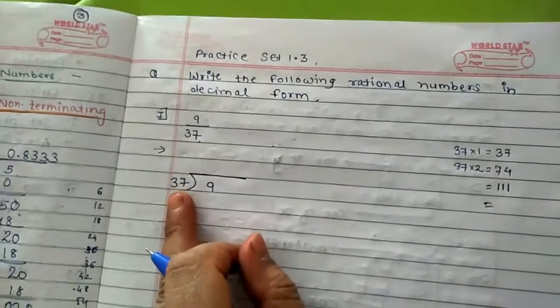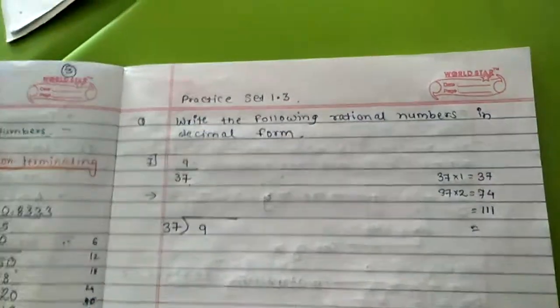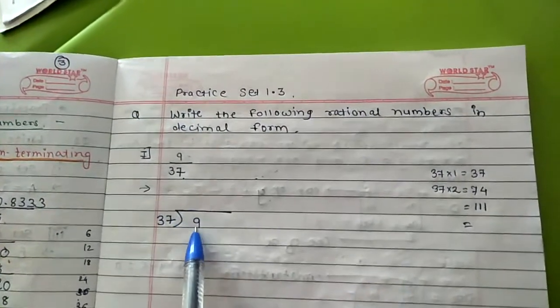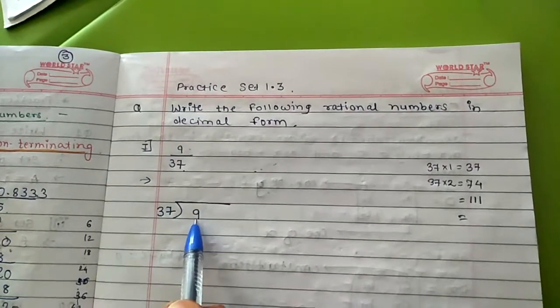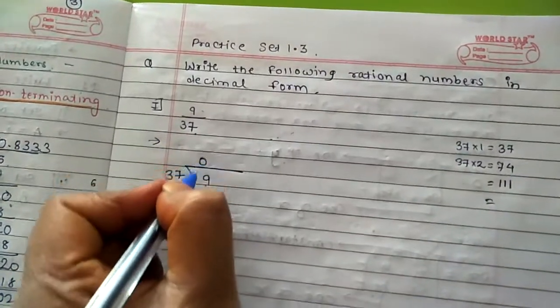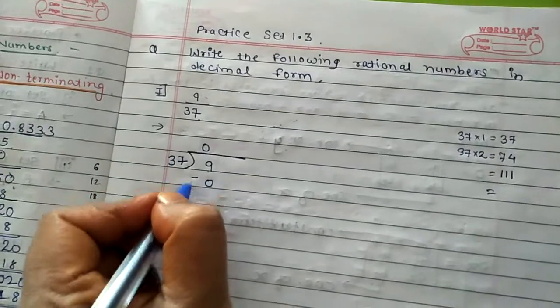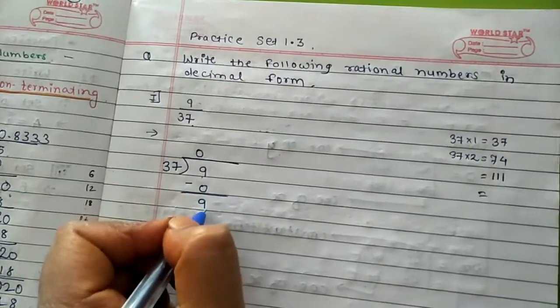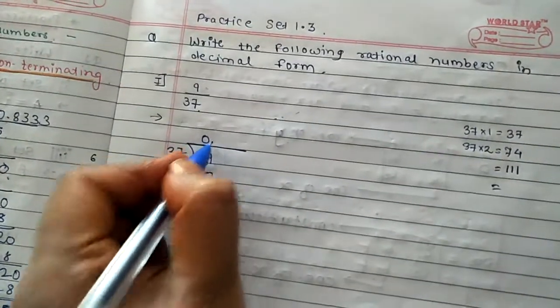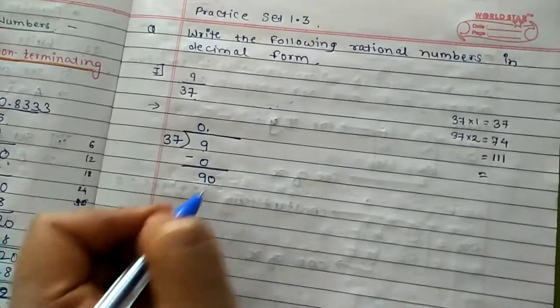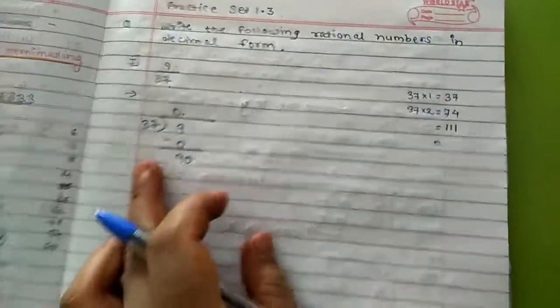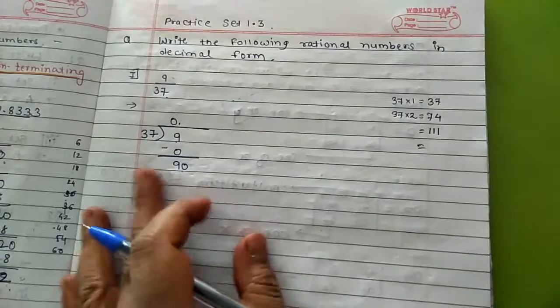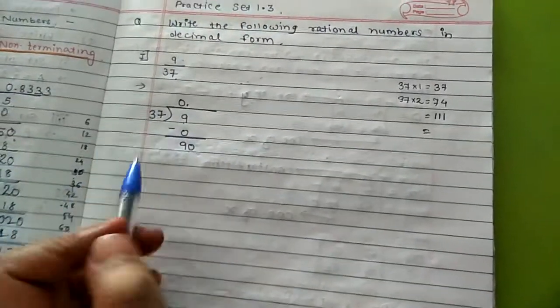Now see, 37 is bigger than 9. So first we are going to divide by 0. 37 into 0 is 0. So what is remaining? 9 minus 0 is 9. Next we put the point and we carry 0, so 90. Now see here, for that you need to know the 37 table.